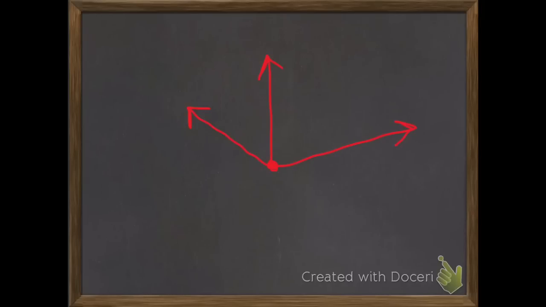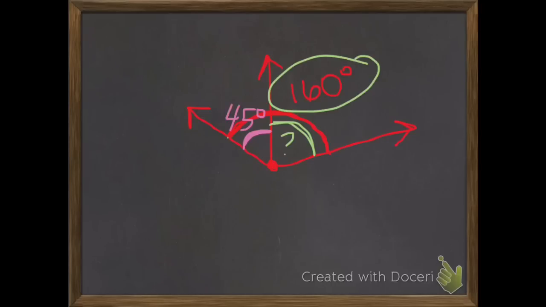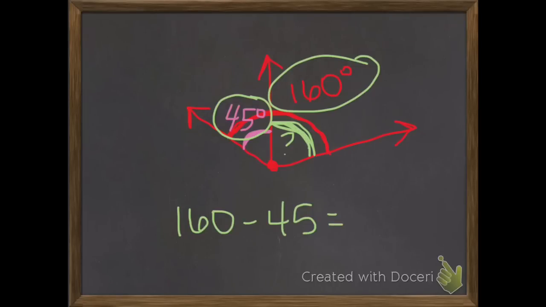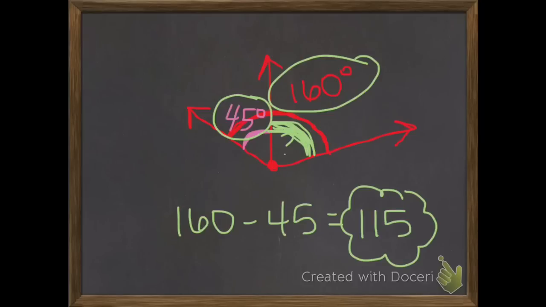And I could tell you that this, from here to here, this angle here is 160 degrees. And then I could even take it a step farther and tell you that this angle here is 45 degrees. And now what we need to figure out is, what is the measure of this angle here? Well, because we know the whole angle is 160, and we know that part of it is 45 degrees, all we have to do is 160 minus 45, and we will know what this part is. And so you would end up with 115 degrees, if I did my math right. Yes, I did. Yay.